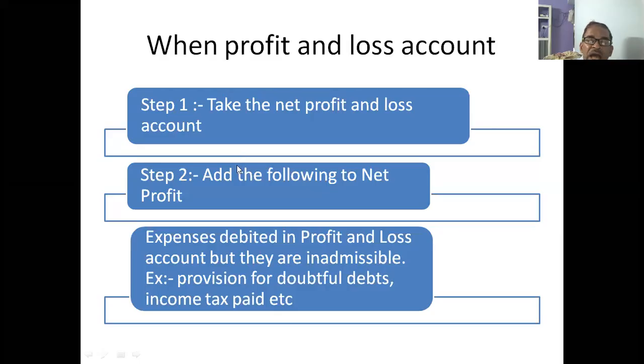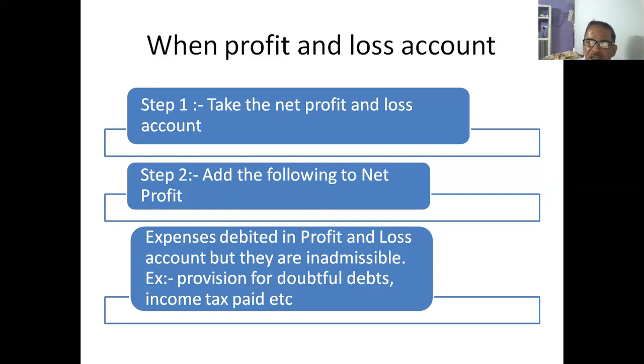Now, step two, add the following to net profit or net loss. If you're taking net profit, add the following to net profit here. Now, what has to be added? You have to add those expenses debited in the profit and loss account, but they are inadmissible. That means those expenses are not related to the business.